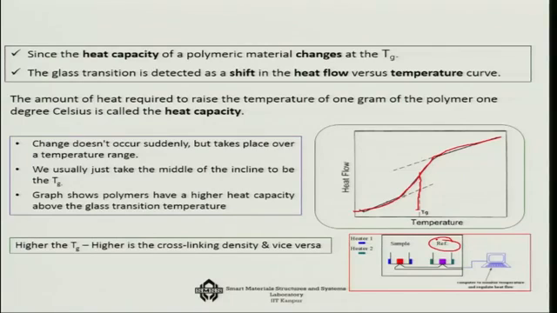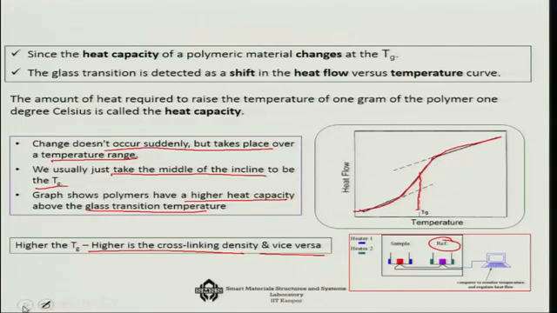So, we have to keep in mind that this change does not occur suddenly but takes place over a temperature range. In fact, that is why we have to take these two tangents, and we usually just take the middle of the incline to be the Tg. The graph shows that the polymers have a higher heat capacity above the glass transition temperature. So, usually the higher the Tg, the higher the cross-linking density, and vice versa. We can say that the higher the cross-linking density, the higher the glass transition temperature.